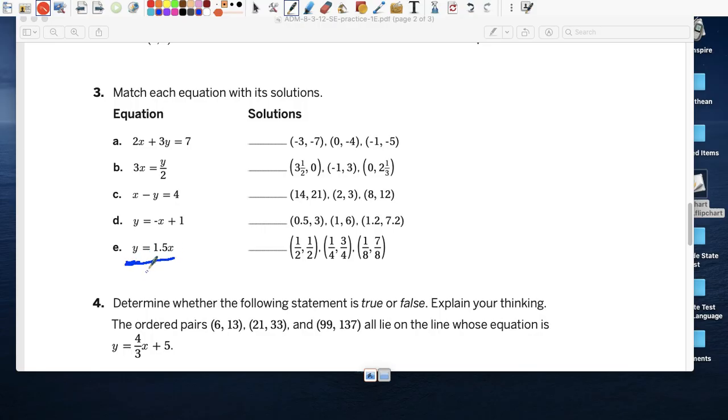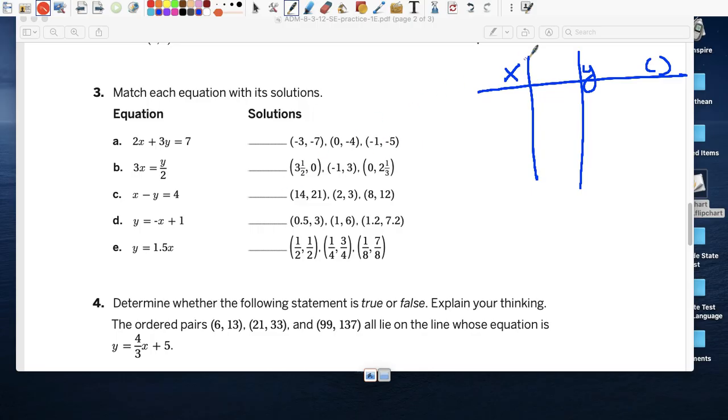y equals 1.5x. So if I create a table for this, remember when we created a table, here's my x value, this is my y value, this is my ordered pair, and here was my rule. In this case, it's 1.5x. So let's pick x equals 1. When x equals 1, we multiply by 1.5, and y equals 1.5.